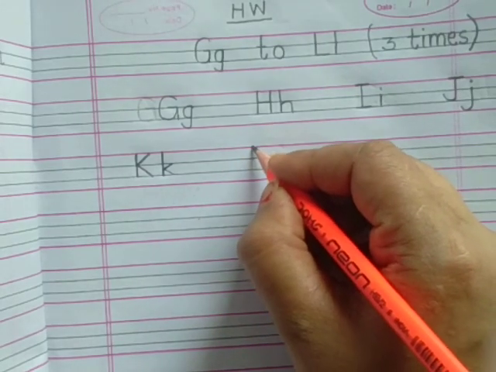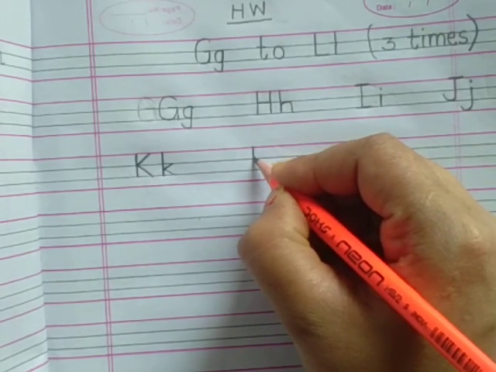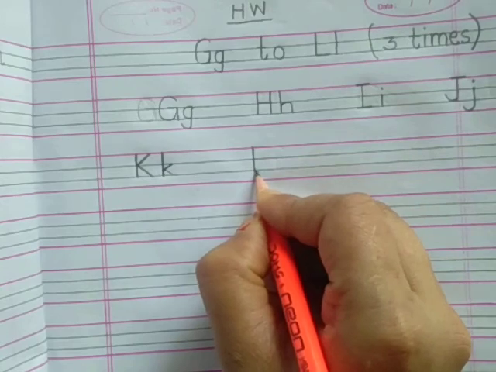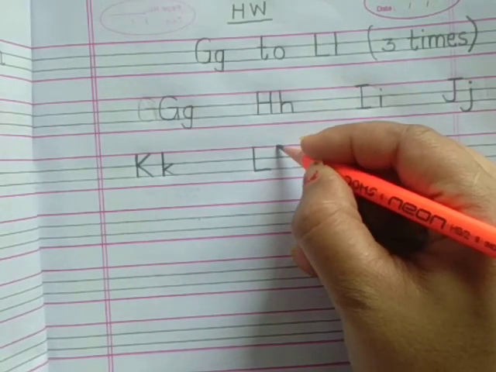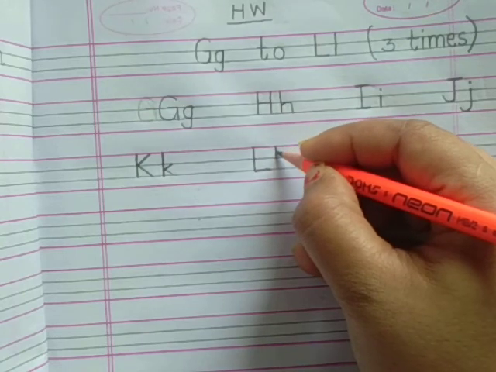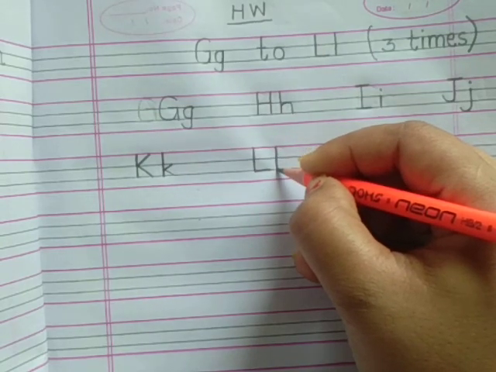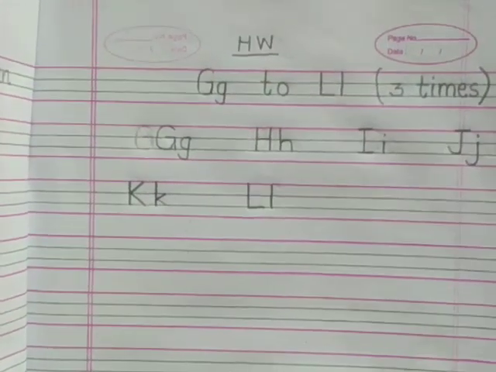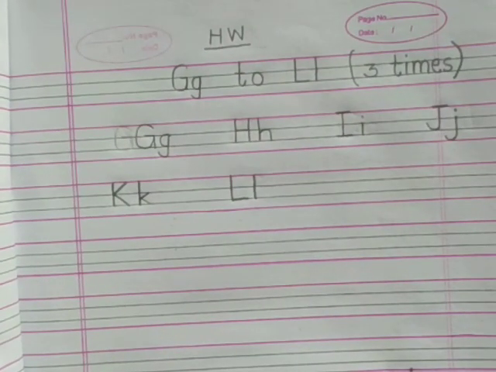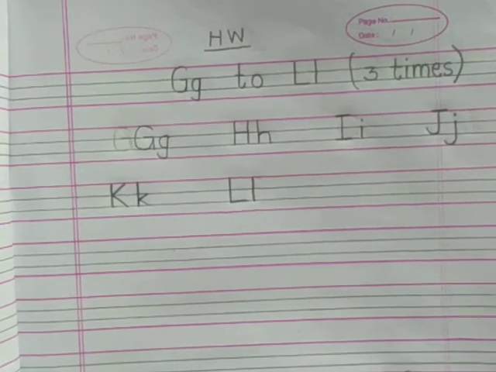And L, a standing line and a sleeping line. And for small letter L, just a standing line. And this too, you have to write it 3 times. How many times? 3 times.